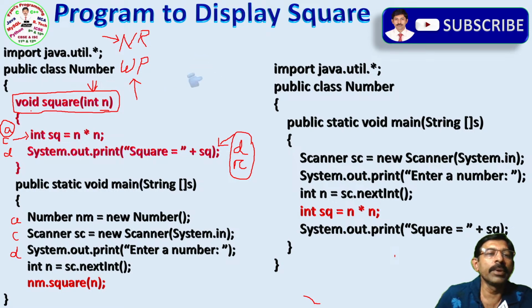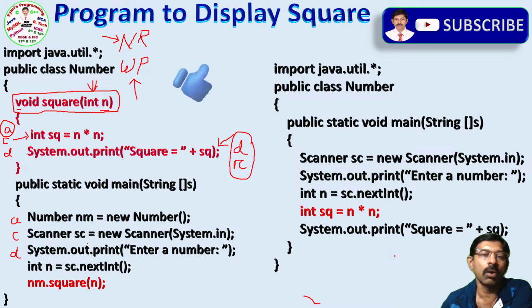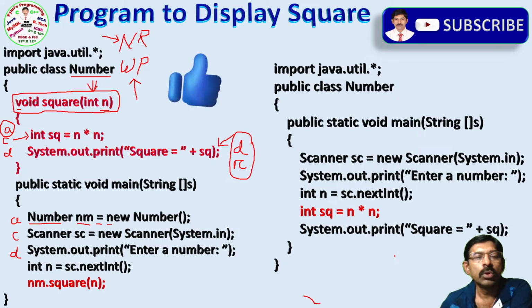Now from here only I will decide whether I need to accept the data in the main method or not. First job is to create an object. Class name is Number. So as per the syntax: class name, object name equals new keyword, then the constructor, which is the class name with empty parentheses. Create an object. Now here I am performing the accept operation.